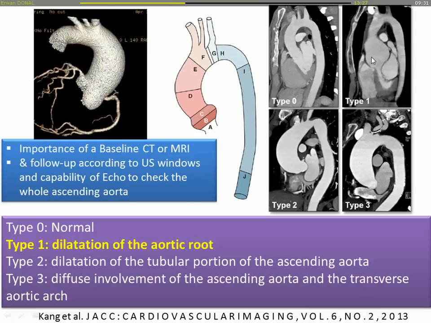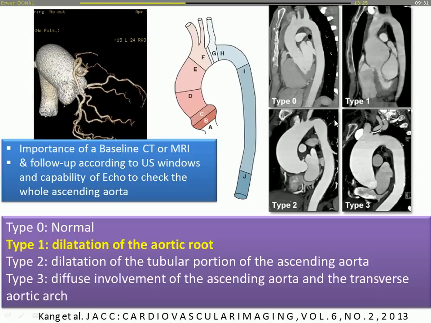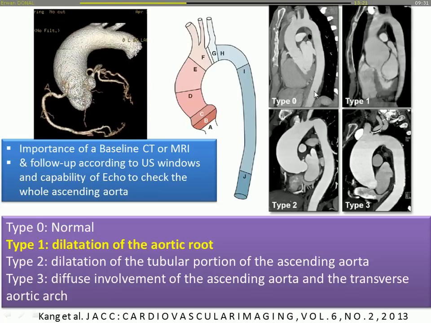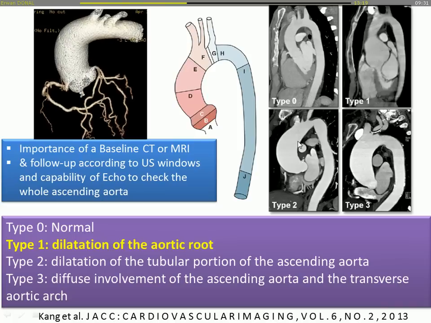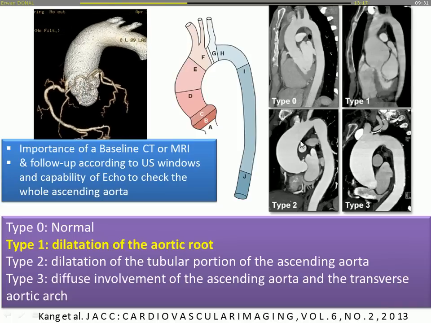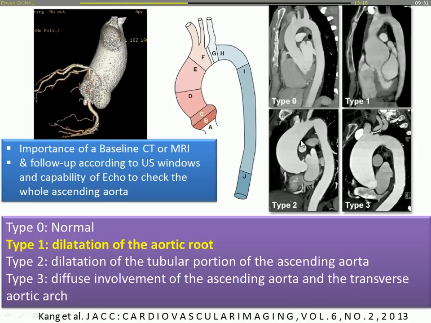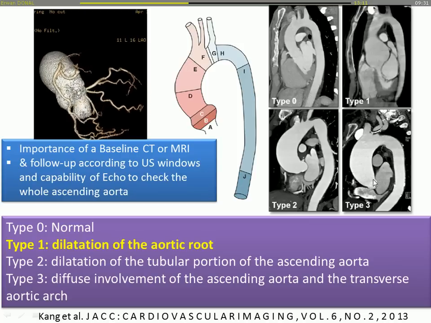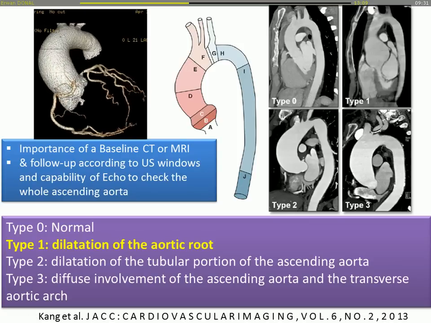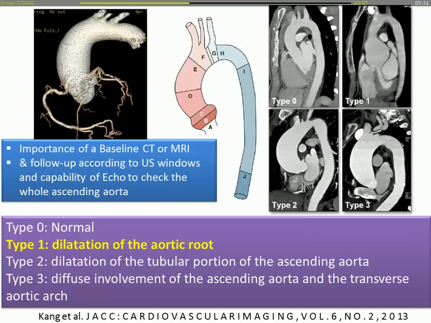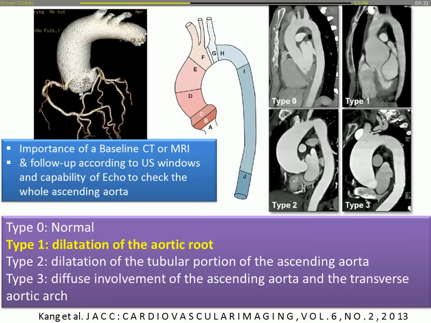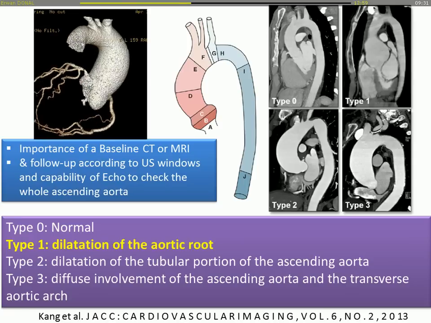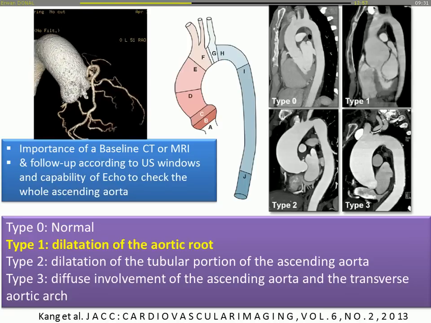So we have to do a CT or a cardiac MR to characterize the phenotype of the ascending aorta, and we have also several classifications for that. This is one of them. So we have the type 0, which is a normal ascending aorta. We have the type 1, which is a dilatation of the aortic root. We have the type 2, which is the dilatation of the tubular portion of the ascending aorta. And we have the type 3, which is a diffuse involvement of the ascending aorta and the transverse aortic arch.